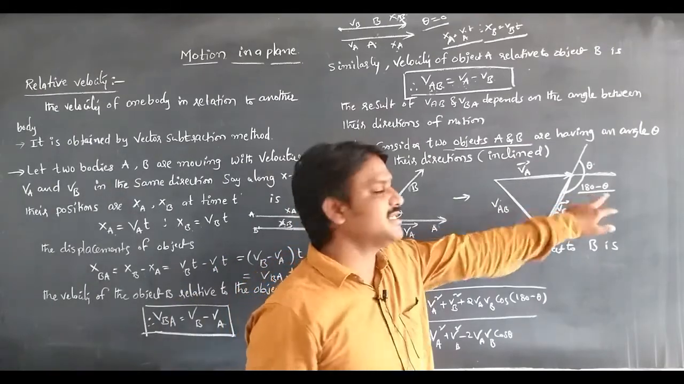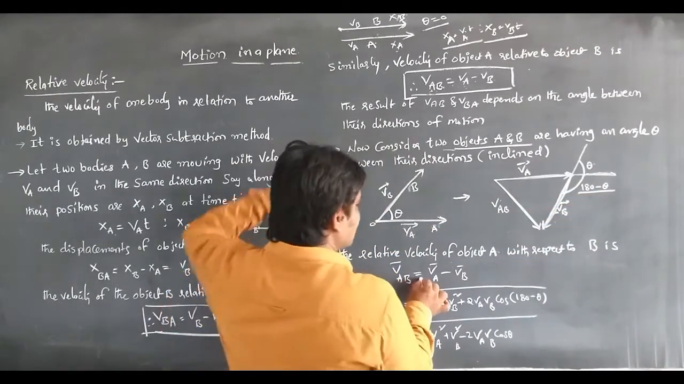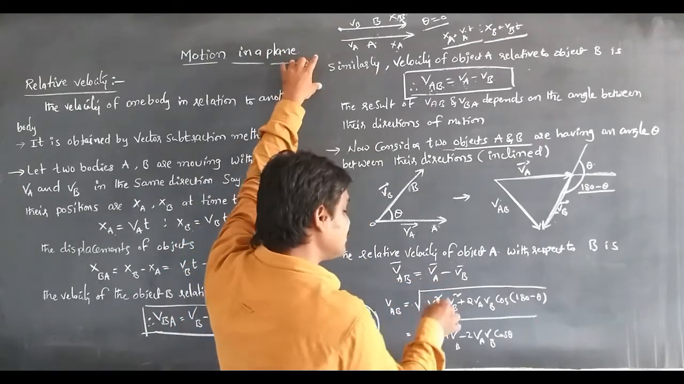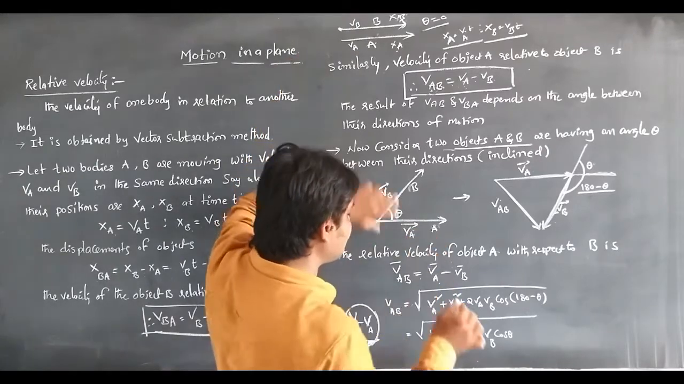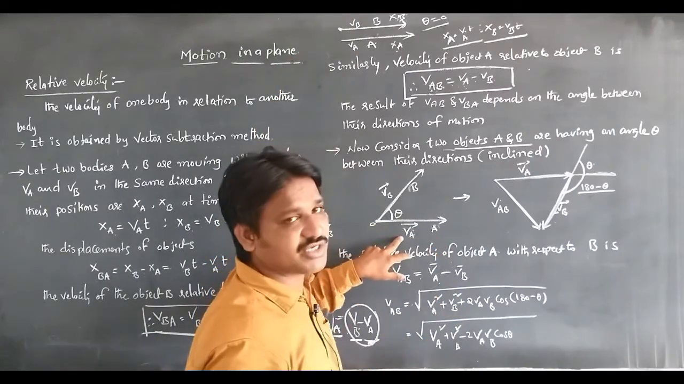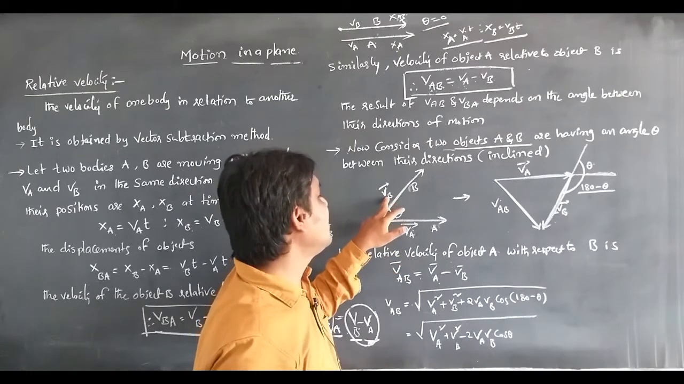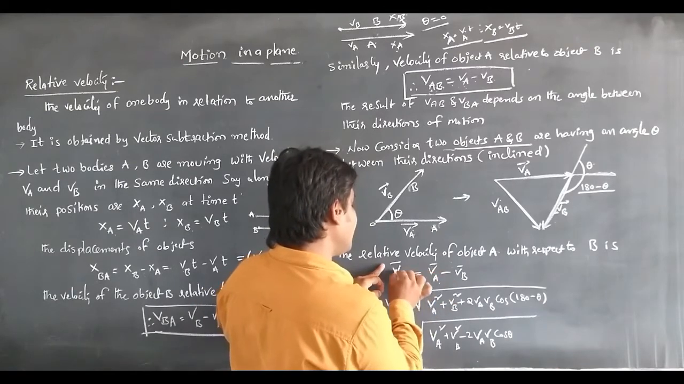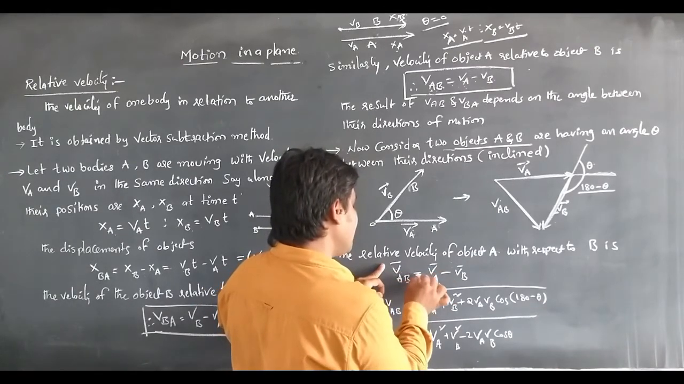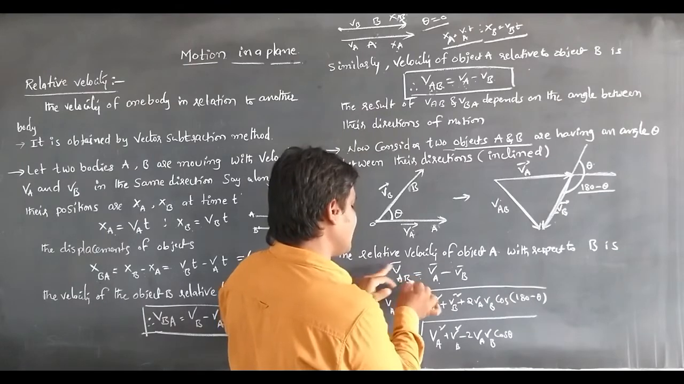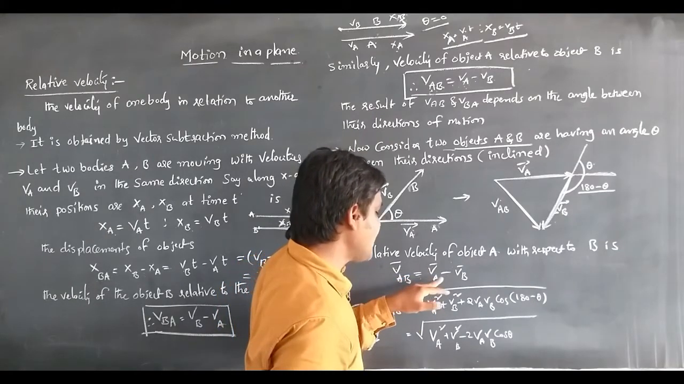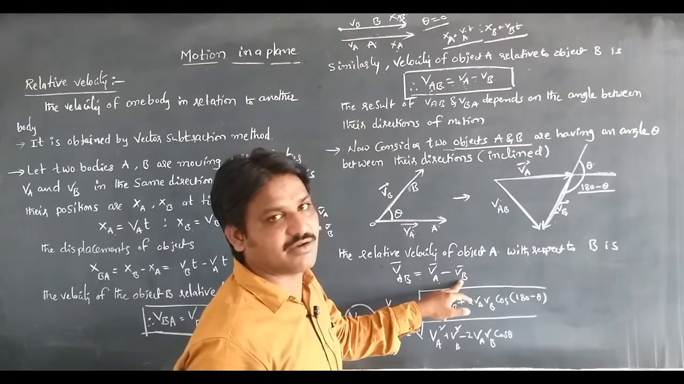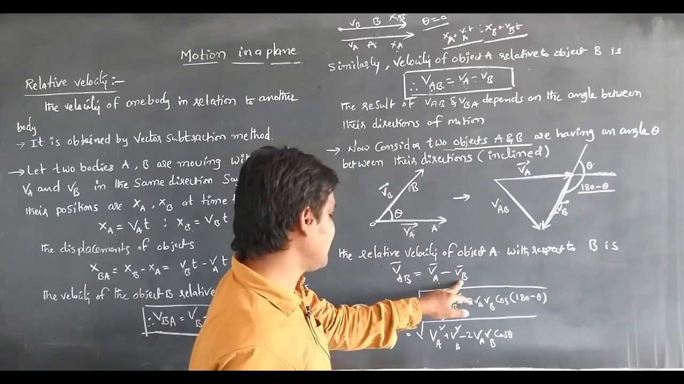If you write that, VAB is equal to, as we already told you, whatever value we are going to find for the body, we should write first. That is VA, the velocity of A with respect to, we are comparing with, the object B. So VAB means velocity of A with respect to B, and we should write VA minus VB.